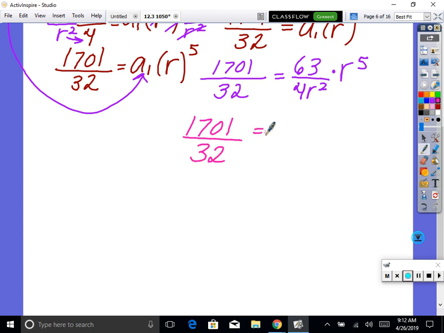R to the 3rd. And won't it be on top? There's 5 r's on top and 2 on bottom. It'll divide out to be r cubed on top. So we have 63 over 4, and then we have times by r cubed. Okay, let's get r alone.